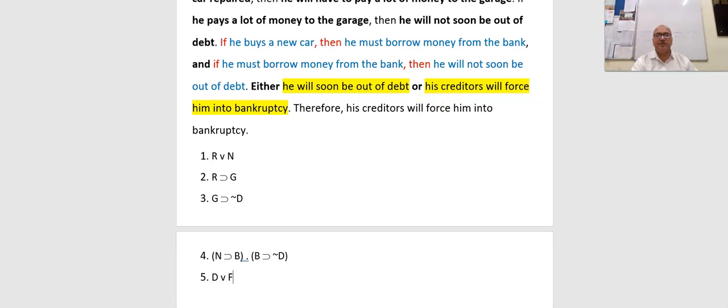So let us say forcing him into bankruptcy. We adopt the F symbol for that. So this way we have symbolized either he will soon be out of debt or his creditors will force him into bankruptcy. Either D or F. D or F. And then we have the conclusion. So we write against the last premise a slash and then the sign of therefore and then symbolize the conclusion. So what does the conclusion say? It says, therefore, his creditors will force him into bankruptcy. That means F. We have adopted the F symbol for that. So this is the symbolization of this whole argument.